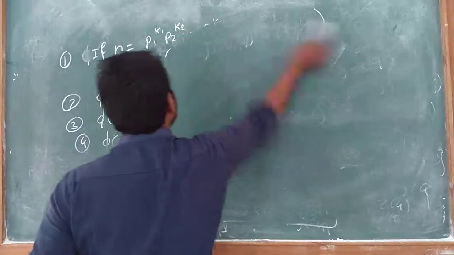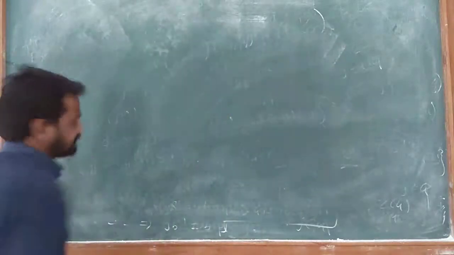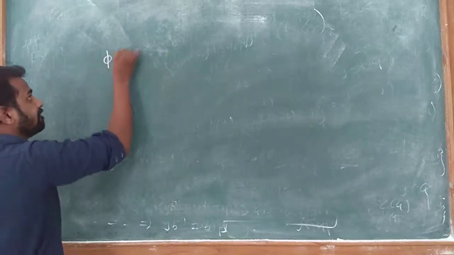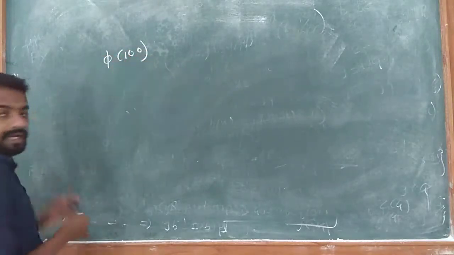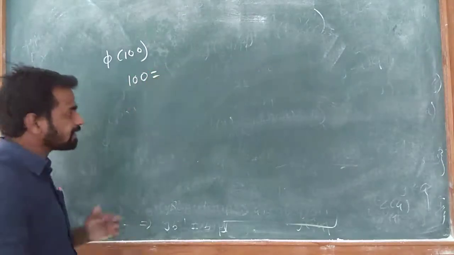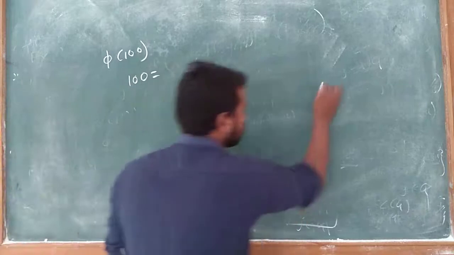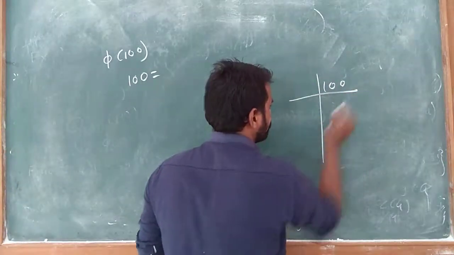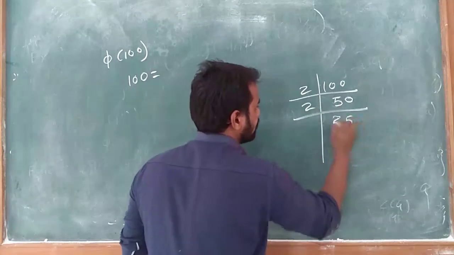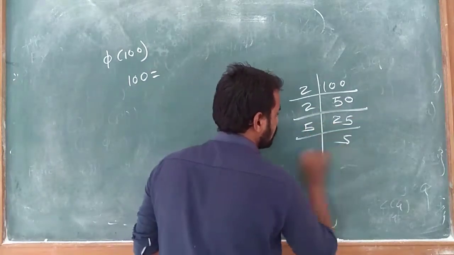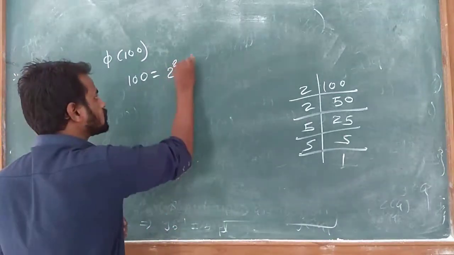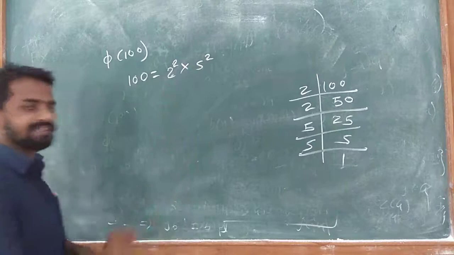Now we discuss the examples of the Euler phi function, that is, finding phi of 100. The prime factorization of 100: divided by 2, we get 50, divided by 2, then we get 25, divided by 5, then we get 5, divided by 5, then we get 1. Therefore 100 is equal to 2 square into 5 square, that is, all distinct primes.